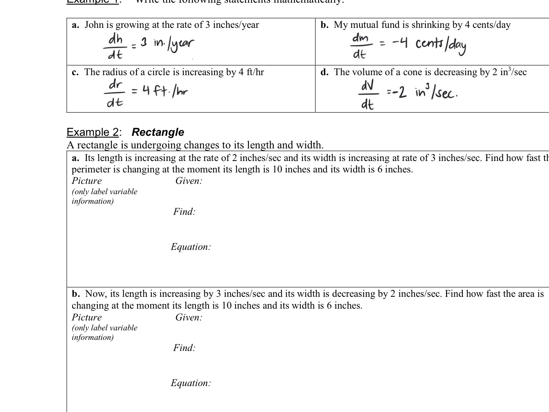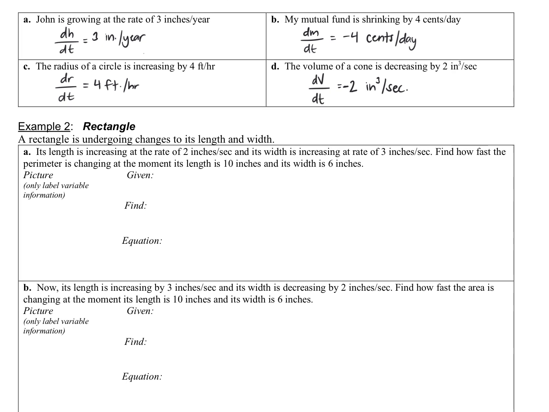I'm either going to be stretching it, shrinking it, or maybe one of them is getting bigger while the other is getting smaller. Something is happening with my rectangle and it's going to tell us about it right here. Letter A: its length is increasing at the rate of 2 inches per second. Its width is increasing at a rate of 3 inches per second. Find out how fast my perimeter is changing the moment the length is 10 and the width is 6.